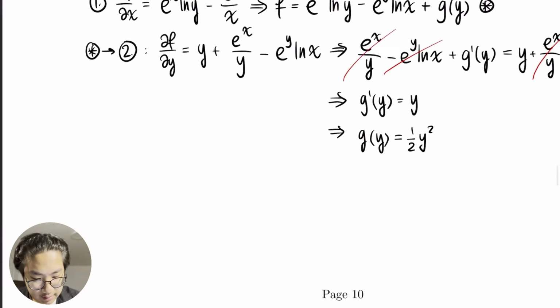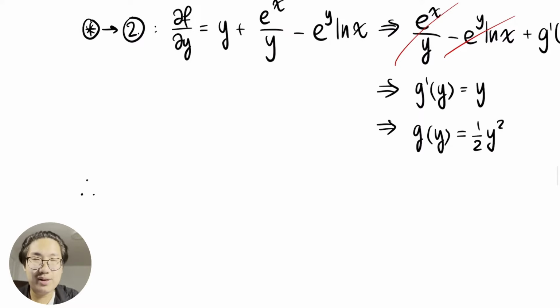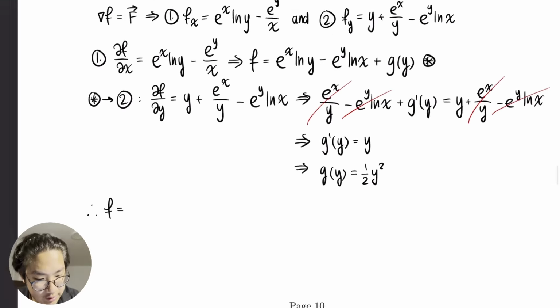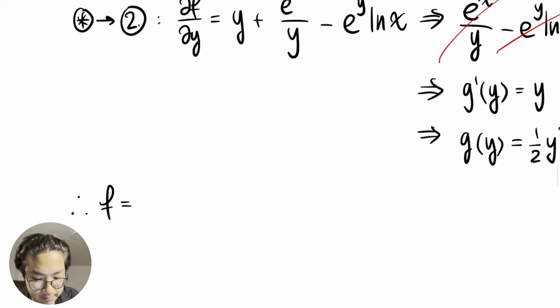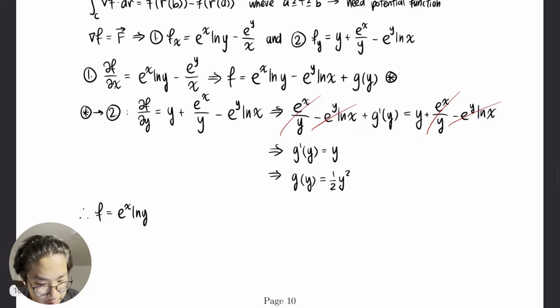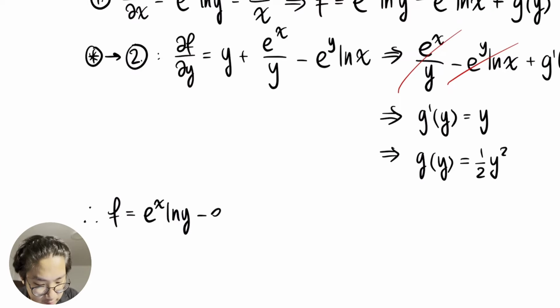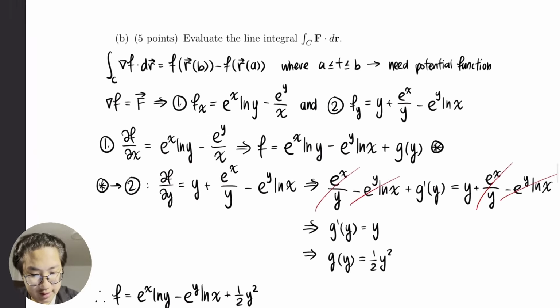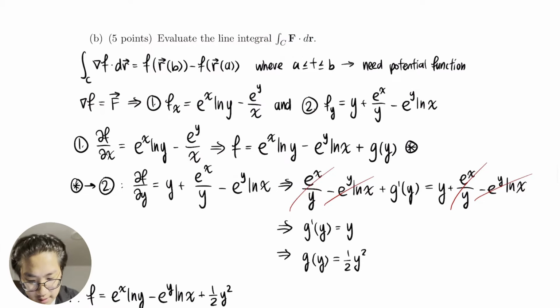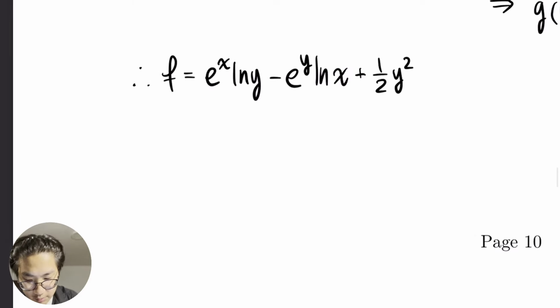Okay, and then we can finally conclude that our function f, using this expression here combined with this right over here, is equal to e to the x ln y minus e to the y ln x, and then plus g of y, which is just plus 1/2 y squared. Now, we can actually get back to evaluating this right over here.